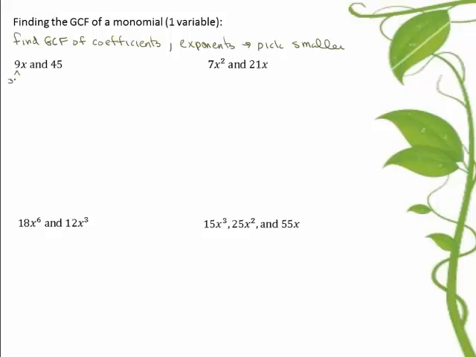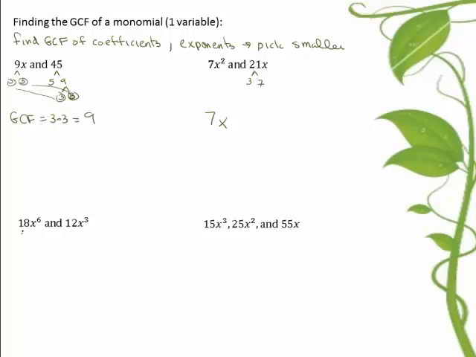9 is 3 times 3, 45 is 5 times 9, which is 3 times 3. So they have these 3's in common. So the GCF is going to be 3 times 3, which is 9. With 7 and 21, 7 is only 1 times 7, but 21 is 3 times 7, so they have a 7 in common. And here I have 2 x's and 1 x. I have to pick the smaller, so they have 1 x in common.